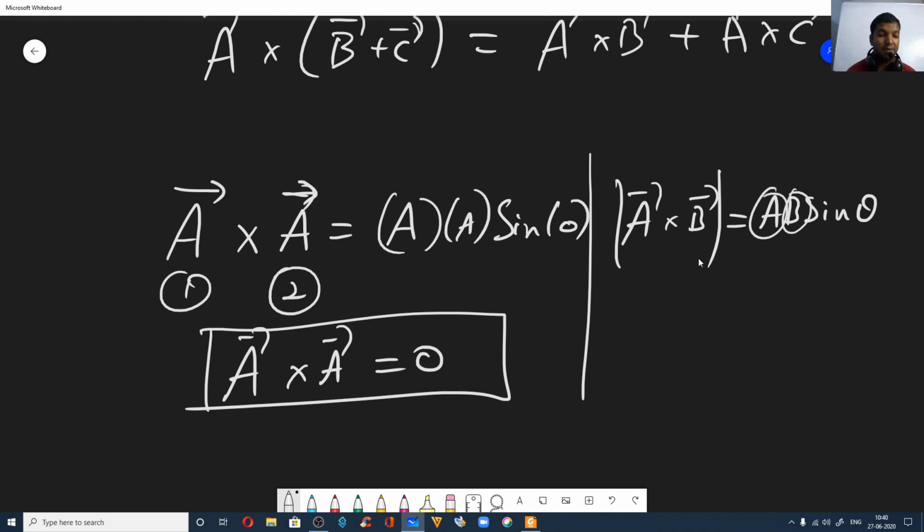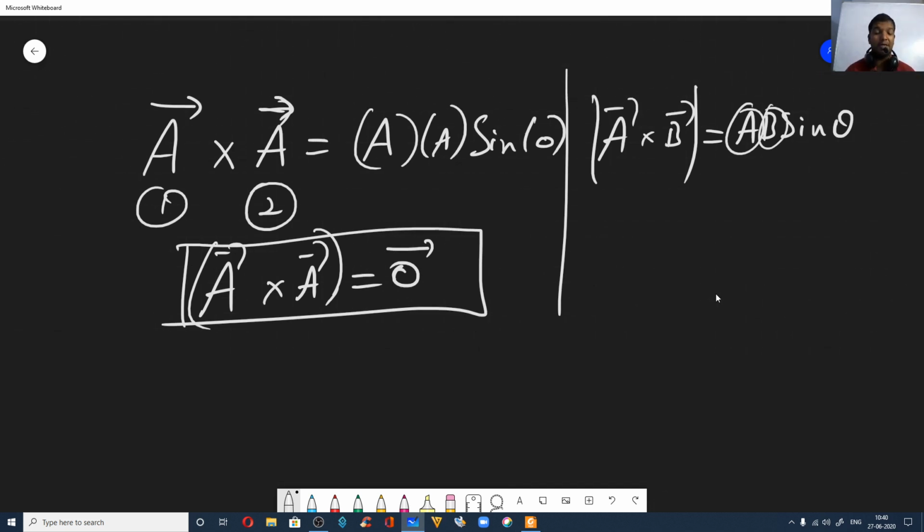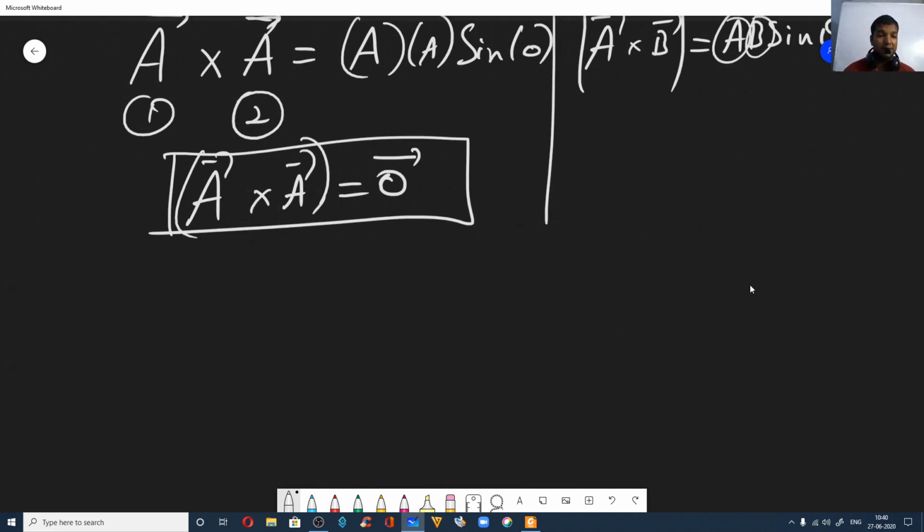Since the end result of a cross product is always a vector, you can treat it as a 0 vector. A 0 vector means its magnitude is 0 and its direction is undefined. You cannot say what is the direction of something which is 0, correct? So a 0 vector is a vector whose magnitude is 0 and whose direction is undefined. A cross A we got as 0, so the result of the cross product of a vector with itself is always a 0 vector.